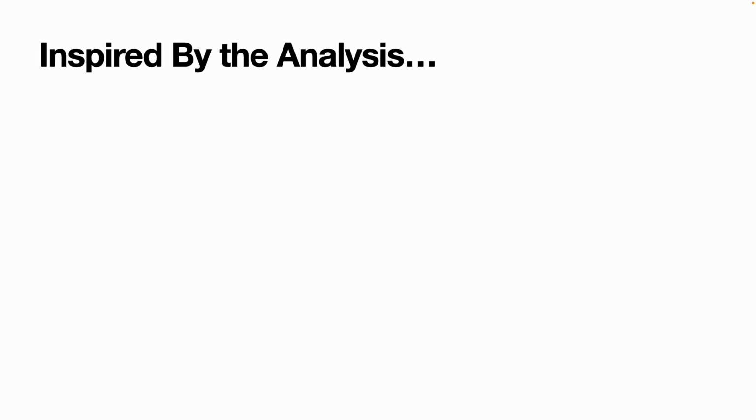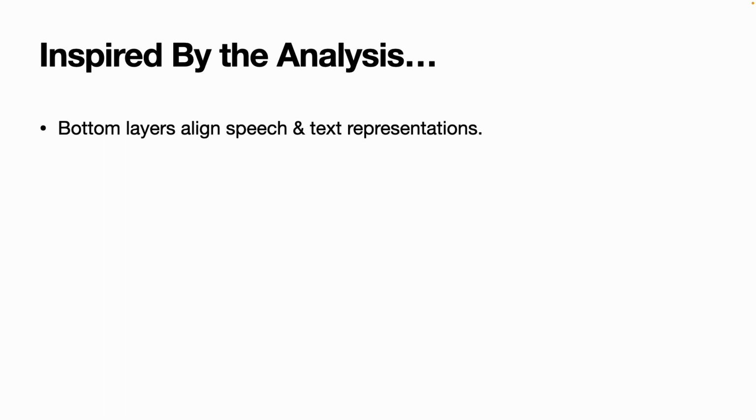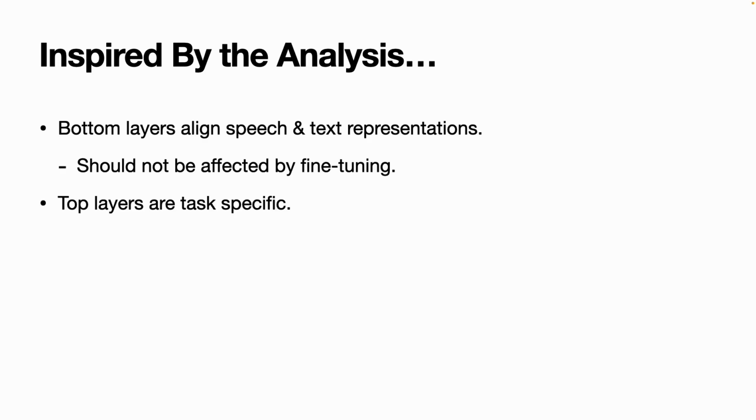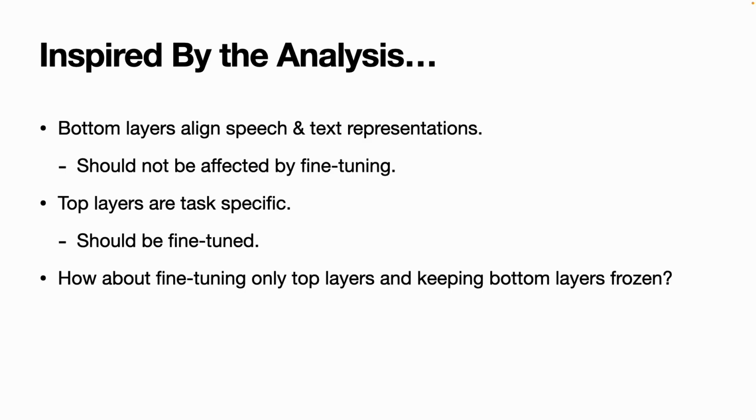Here we would like to give a little conclusion of our analysis. The first one is that in the speech-text models, the bottom layers align speech and text representations in a shared representation space. So we got an inspiration: this aligned representation shouldn't be affected too much during fine-tuning. Otherwise, the aligned representation may be destroyed. The second observation is that the top layers are task-specific. So this part should be fine-tuned when we want to adapt the pre-trained model to a new task, specifically a language understanding task. So here we got an inspiration. How about we just fine-tune the top layers and keep the bottom layers frozen?